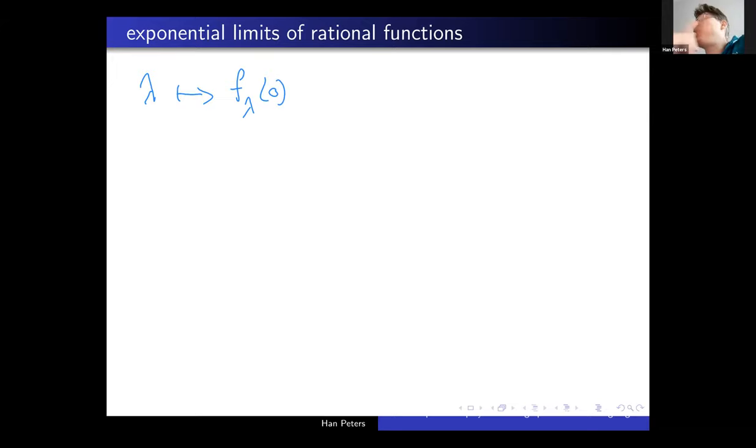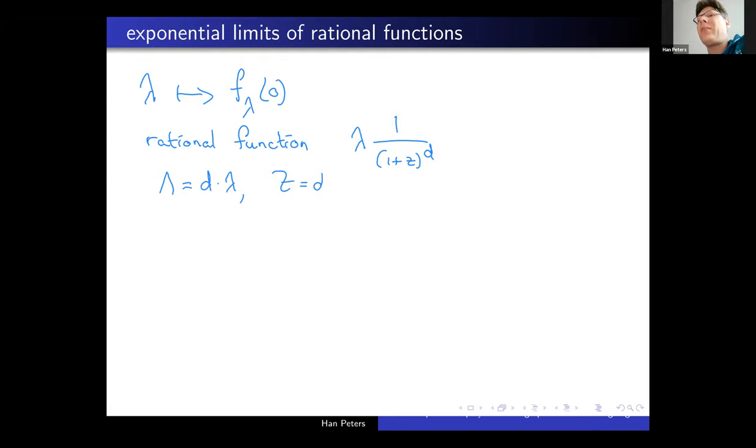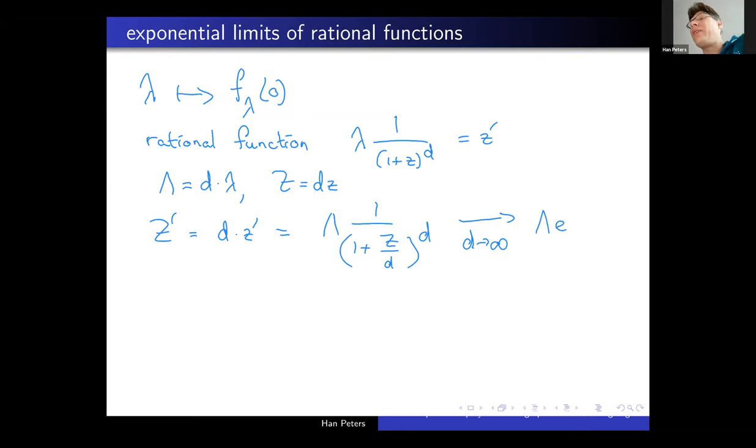Okay, so let me illustrate where the exponential function comes from. So we had this rational function, lambda times 1 over 1 plus z to the power d. And now we change coordinates. So let's call capital Lambda equal to d times lambda, and capital Z equal to d times z. So if this is z prime, then we get capital Z prime is d times z prime. So this is capital Lambda times 1 over 1 plus capital Z over d to the power d. And you see that as d goes to infinity, this converges to capital Lambda times e to the power minus capital Z, right? So this is my function.